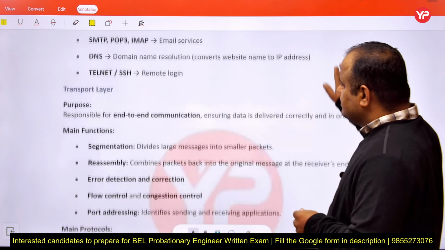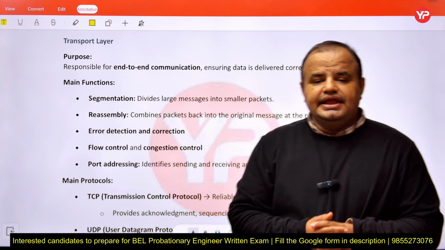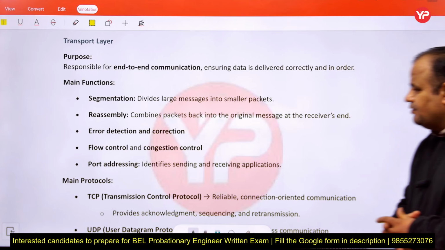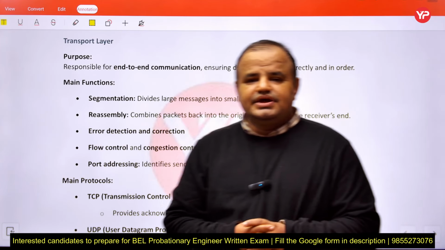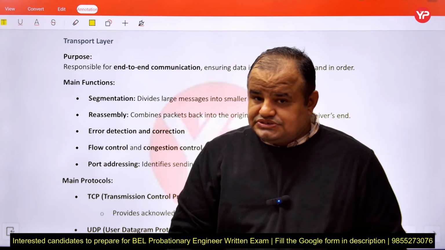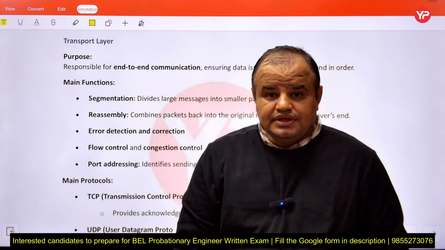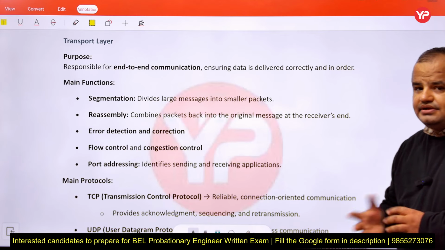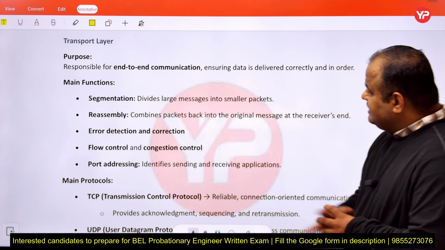Next, the transport layer. The main purpose of the transport layer is end-to-end communication. It ensures data is delivered correctly and in order. The most important point here is that it ensures your data reaches safely, correctly, and is delivered in order. The main functionality here is first segmentation. These functionalities are very important for your exam. In the exam, they just mention one functionality and ask which layer provides this functionality. So that is very important.